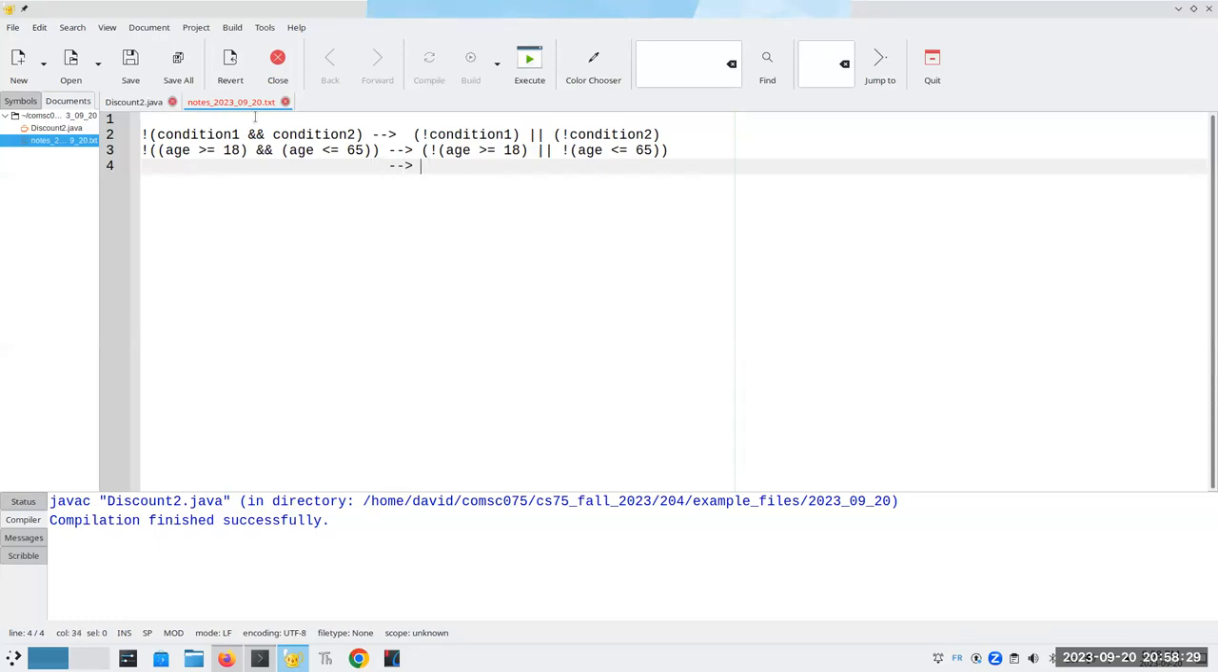Well, what's the opposite of greater than or equal? Less than. If something's not greater than or equal, it must be less than. If something's not less than or equal, it must be greater than. So this is one of the DeMorgan laws. The opposite of this compound condition with an and is the opposite of the first condition or the opposite of the second condition. The other DeMorgan law is as follows.